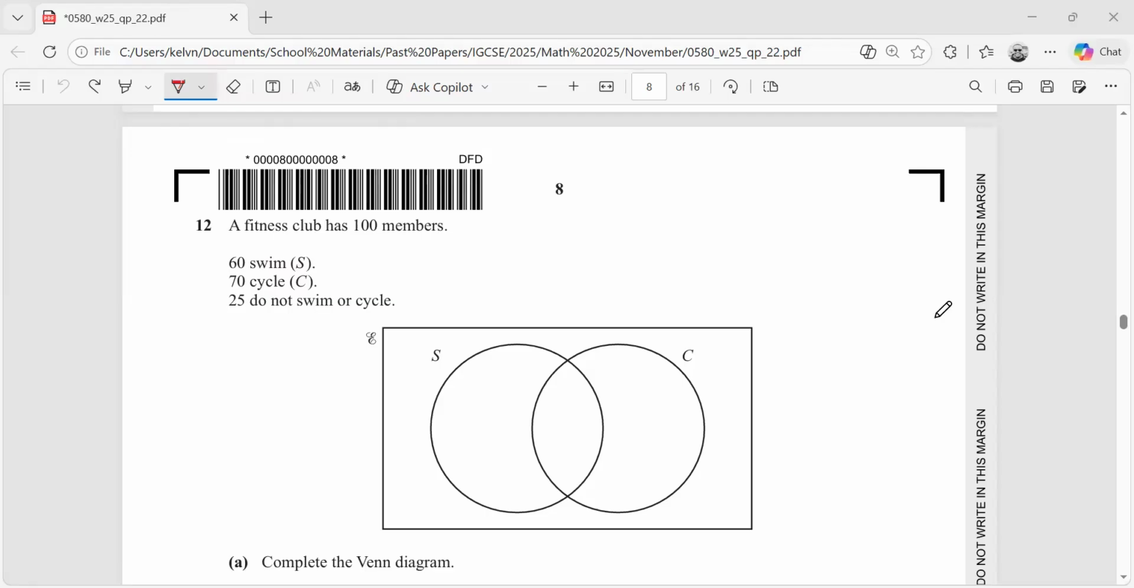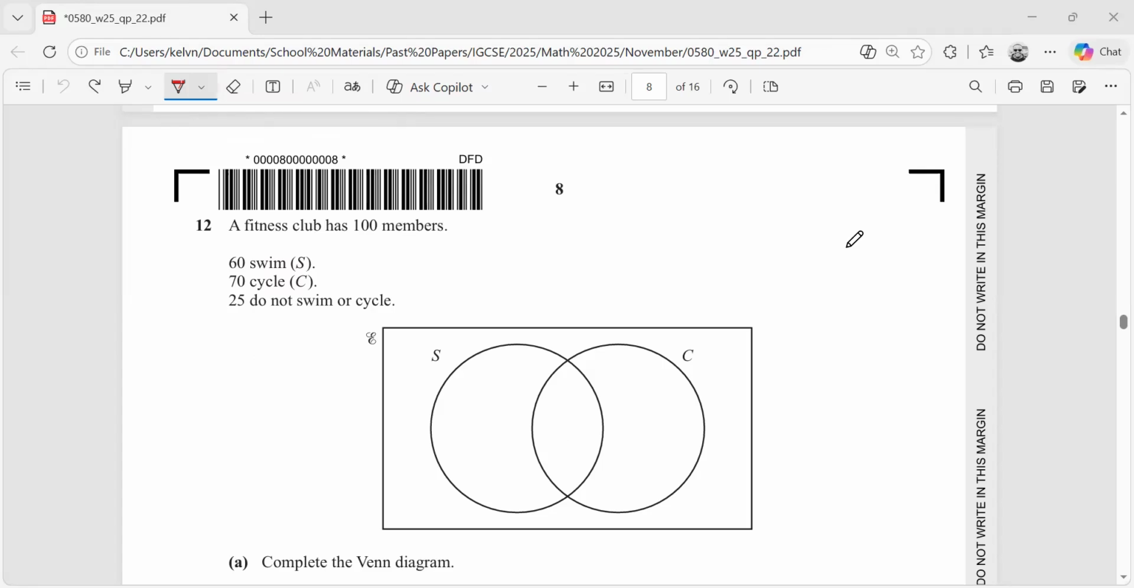Okay, so let's go to number 12. Number 12 asks, a fitness club has 100 members. 60 of them swim, represented by S in the Venn diagram, and 70 cycle, represented by C in the Venn diagram. 25 do not swim or cycle. If you know Venn diagrams, this is definitely going to be an easy one. But anyway, let's just see how to handle this.